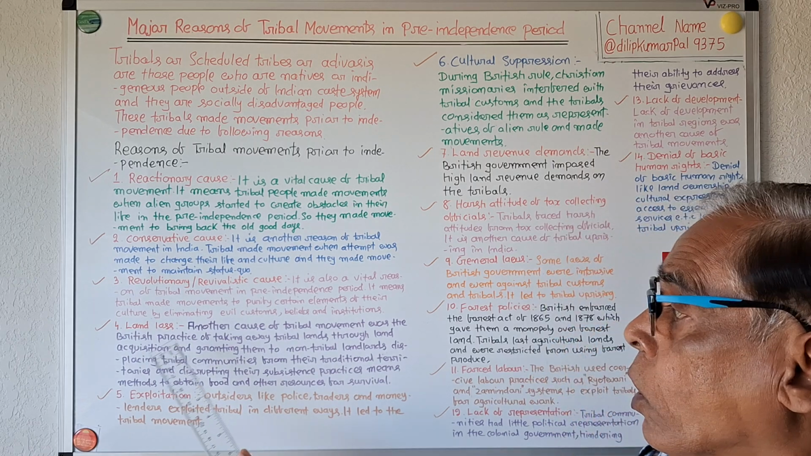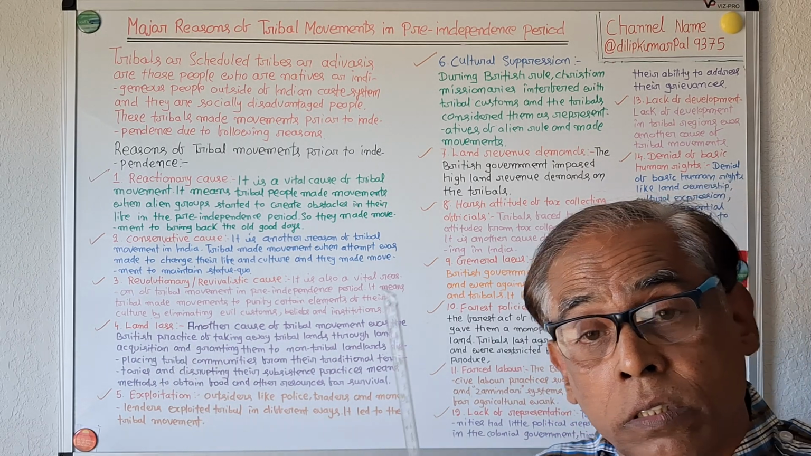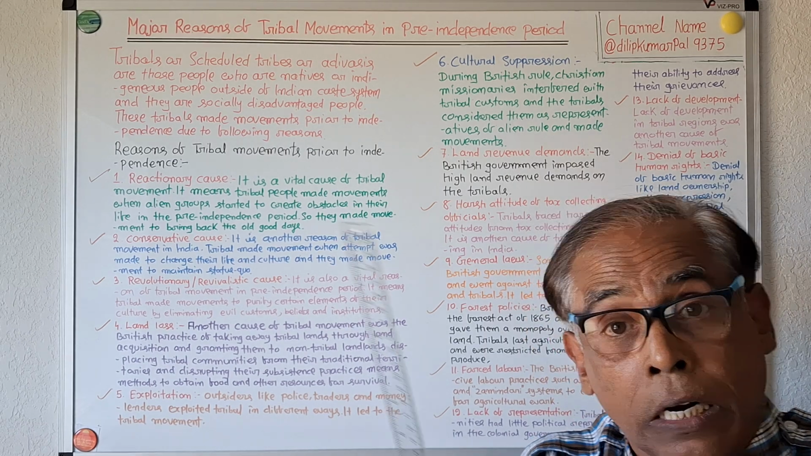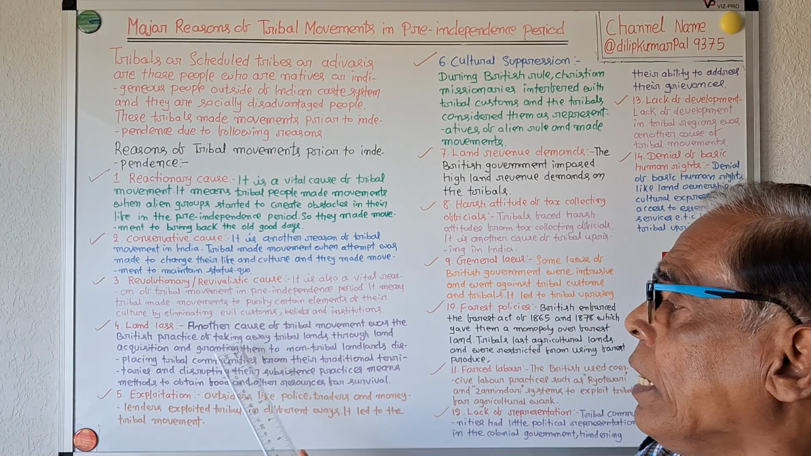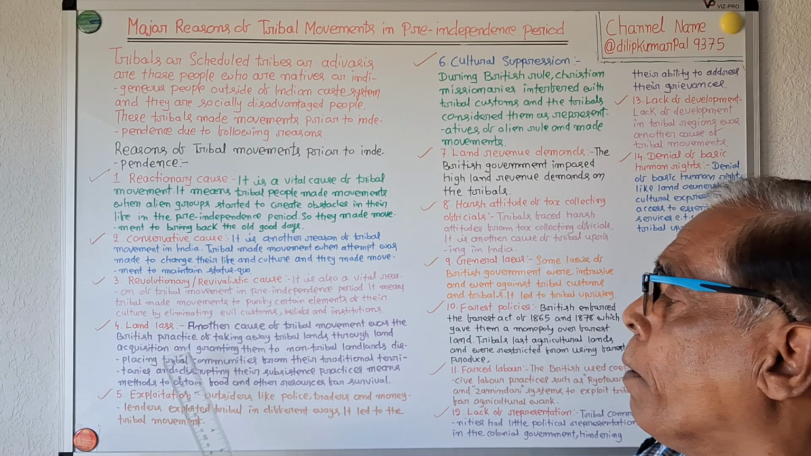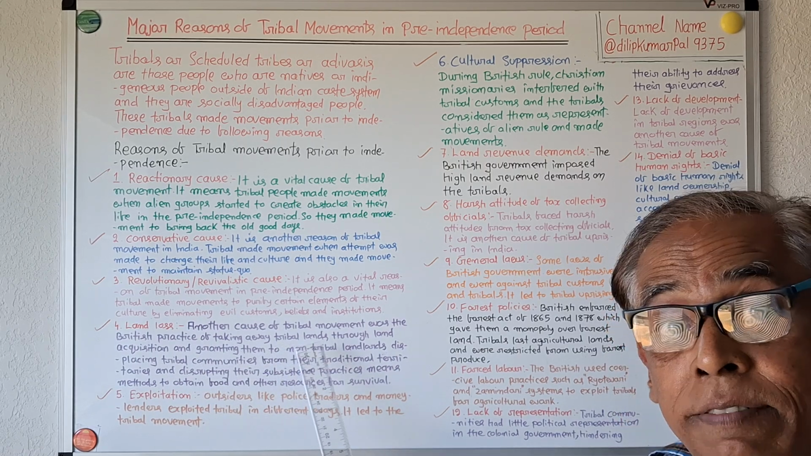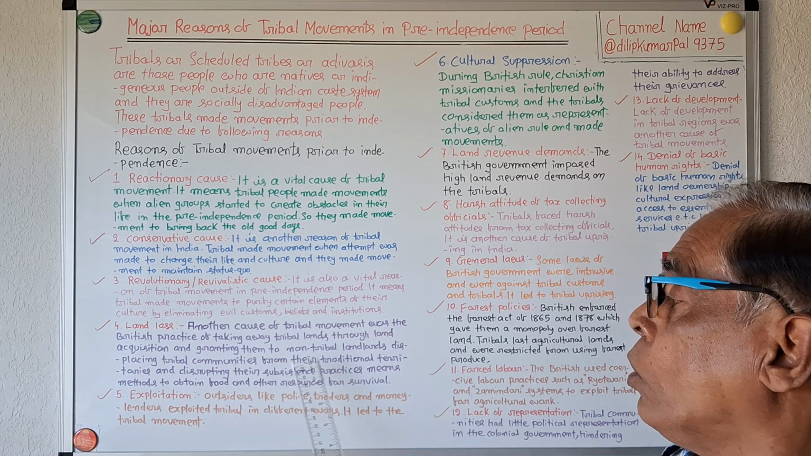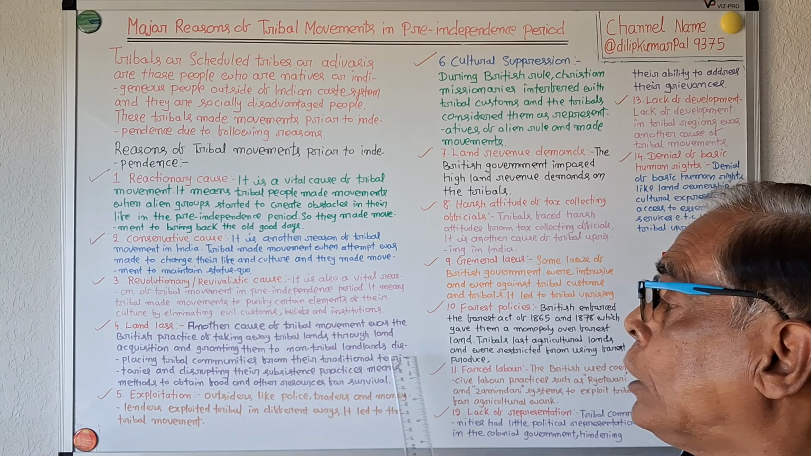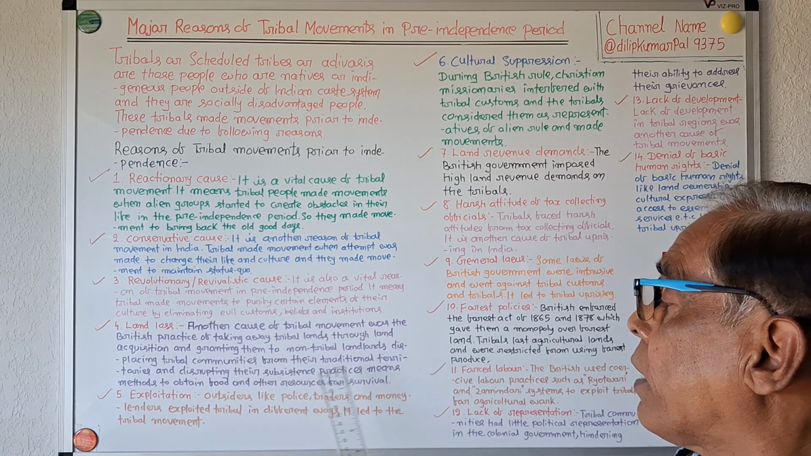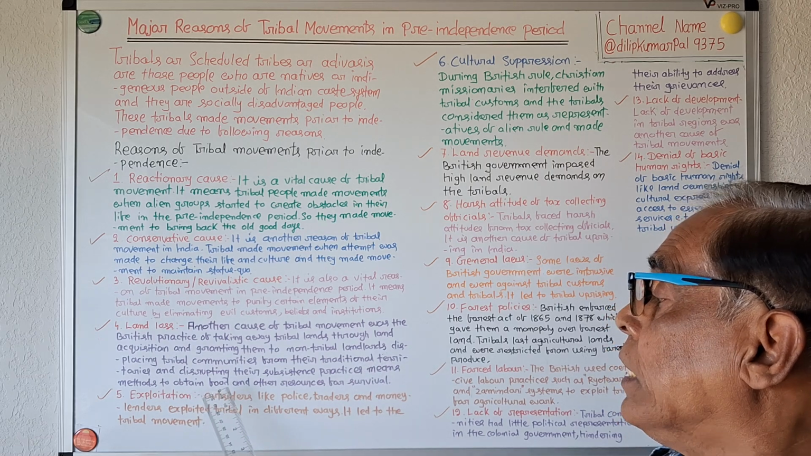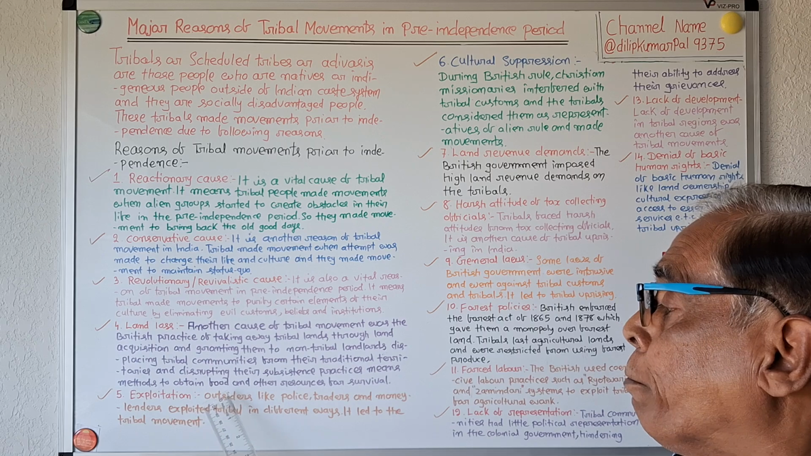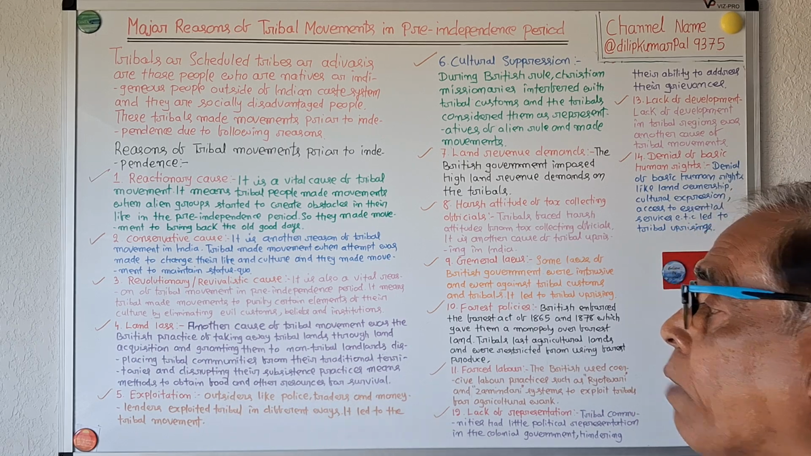Number four, land loss. Land loss was another reason of tribal movement prior to independence. What was land loss? Another cause of tribal movement was the British practice of taking away tribal lands through land acquisition and granting them to non-tribal landlords, displacing tribal communities from their traditional territories and disrupting their subsistence practices, means methods to obtain food and other resources for survival.